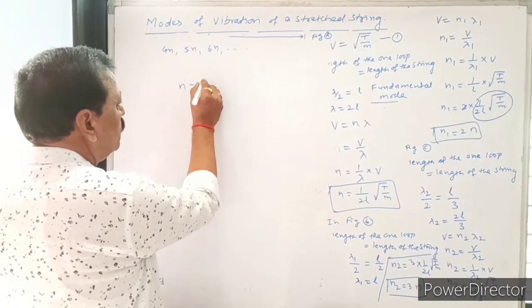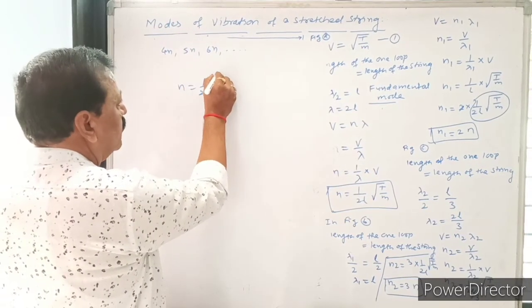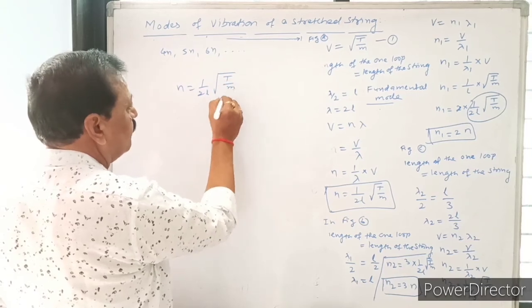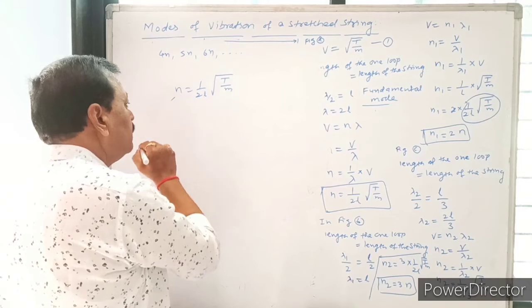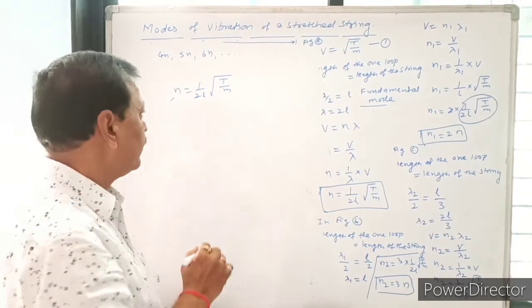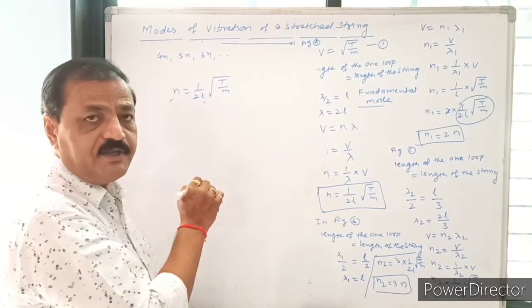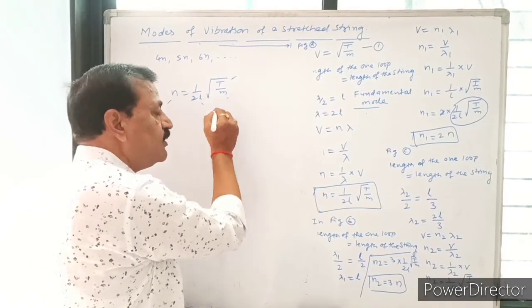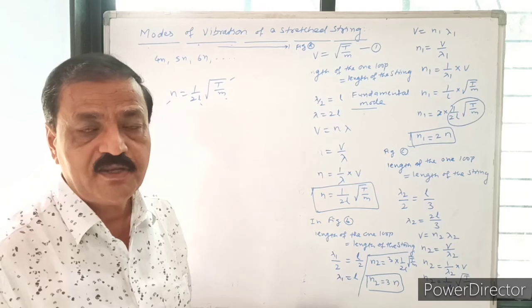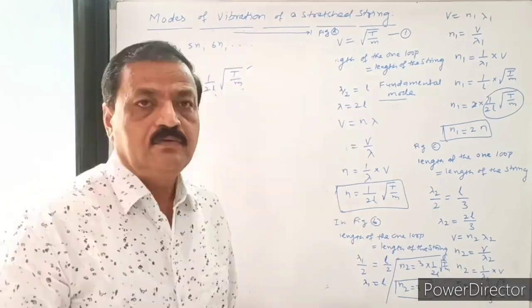Because n equal to 1 upon 2L root of T by m is the fundamental frequency. N means the fundamental frequency of the string, L is the length of the string, T is the tension in the string and small m is the mass per unit length of the string or linear density.